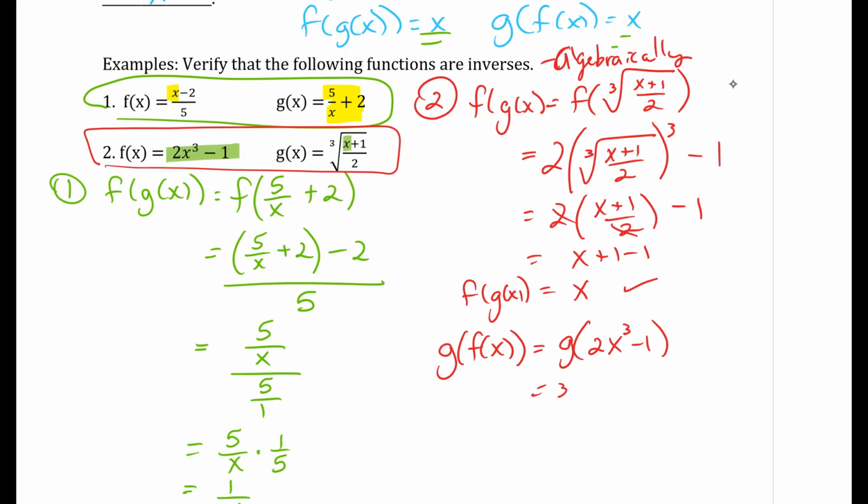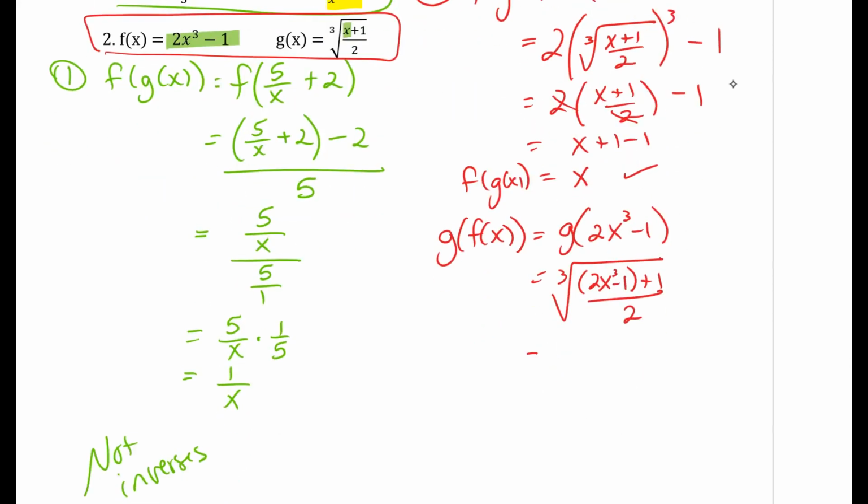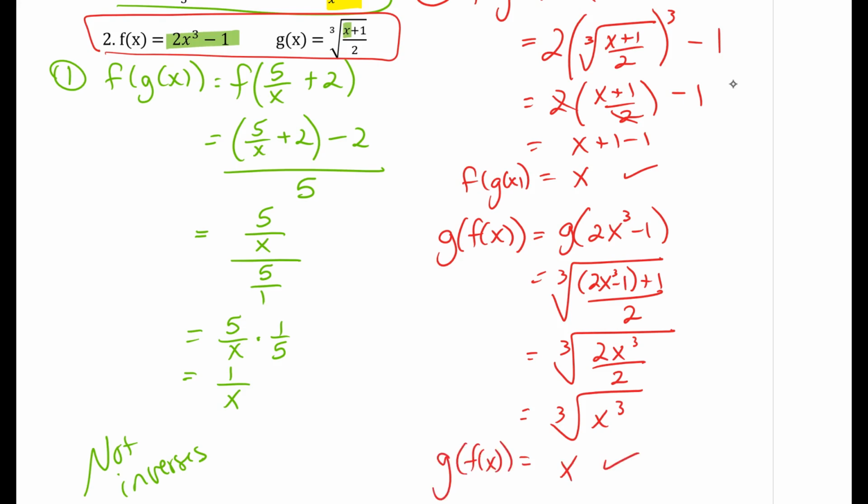So we're going to take the cubic root of, what do we got here? The 2x cubed minus 1. And we're going to go plus 1 all over 2. So we're going to simplify the numerator of that fraction. So we get 2x cubed all over 2, which is the cubic root of x cubed. And the cubic root of x cubed is what? x. So, my friends, these two functions are inverses of each other.